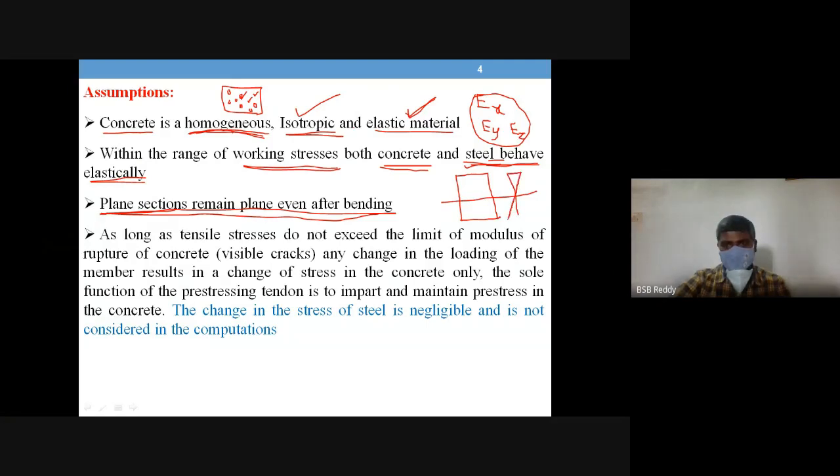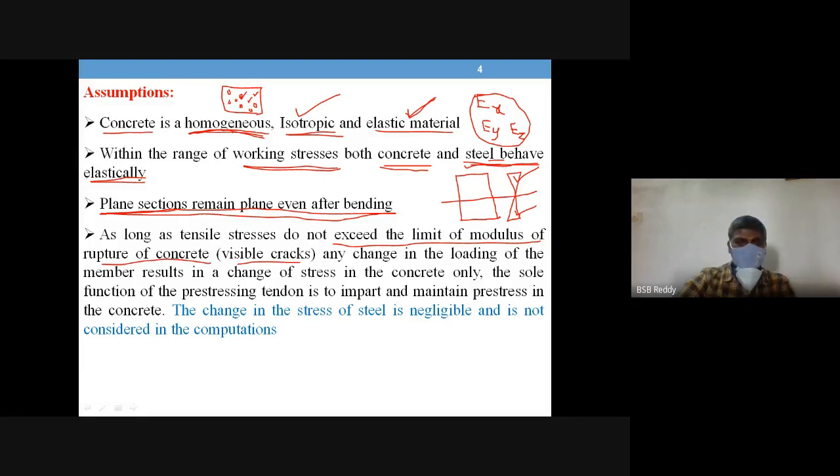This is the diagrammatic representation for that. So this you have also used in your RCC. The same assumption holds good for PSC also. The other one is that as long as tensile stresses do not exceed the limit of modulus of rupture of concrete, that means no visible cracks.